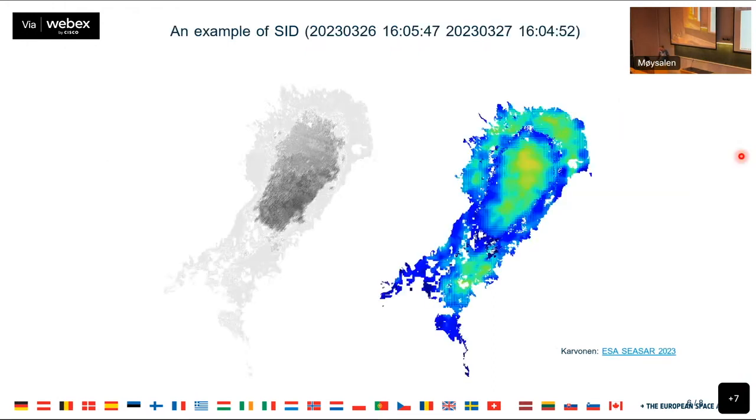And this is an example of ice drift from the Baltic Sea. And this is a part of Copernicus Marine Services. Here you can see vectors, and this is the magnitude. And it's interesting to see some land fast ice and fast moving ice that can be distinguished on this ice drift product.